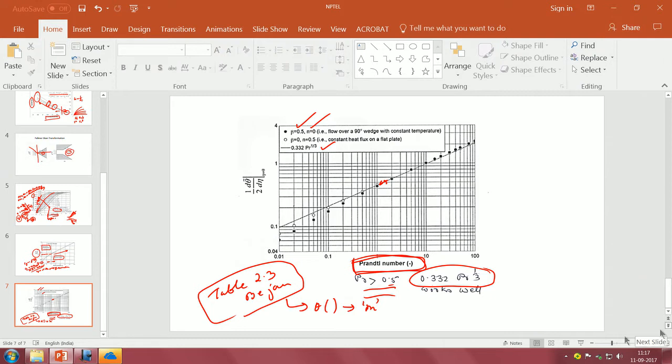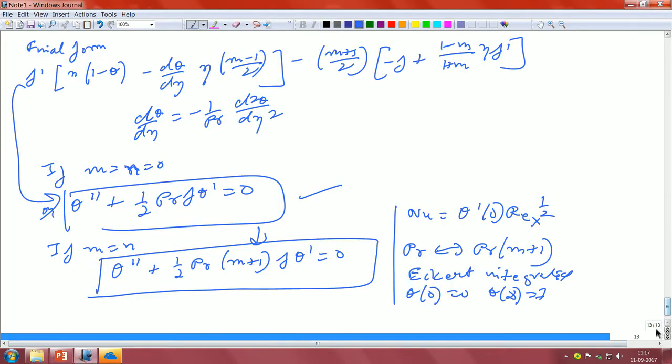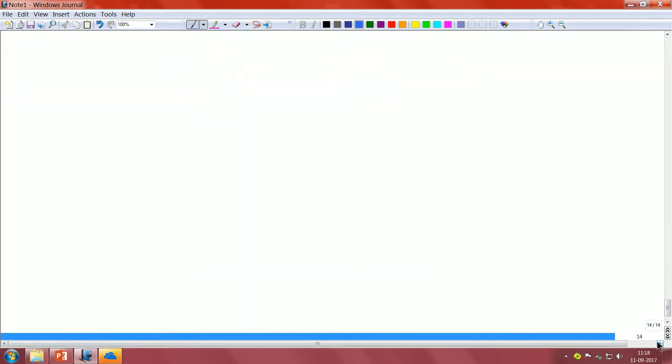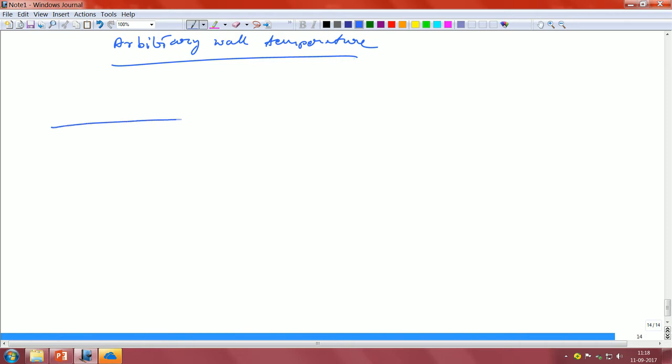Okay. Now, in order to finish off the external flow, there is one more thing that we need to address, which is called the arbitrary wall temperature. This is a very specialized case, and I will show you what that specialized case is.